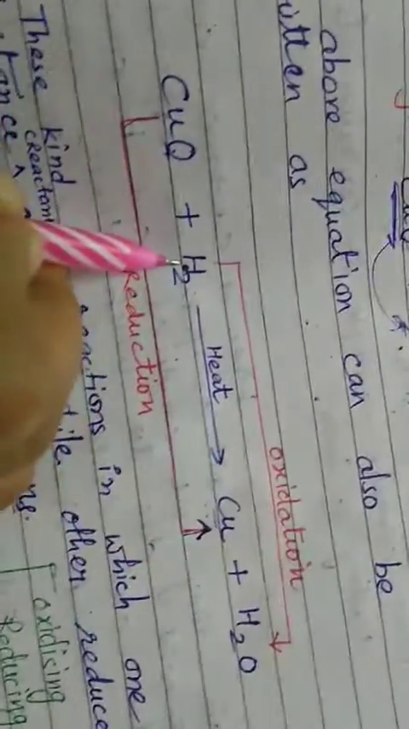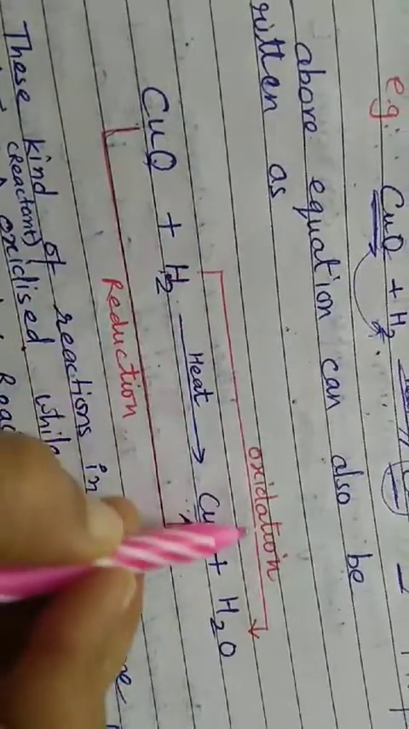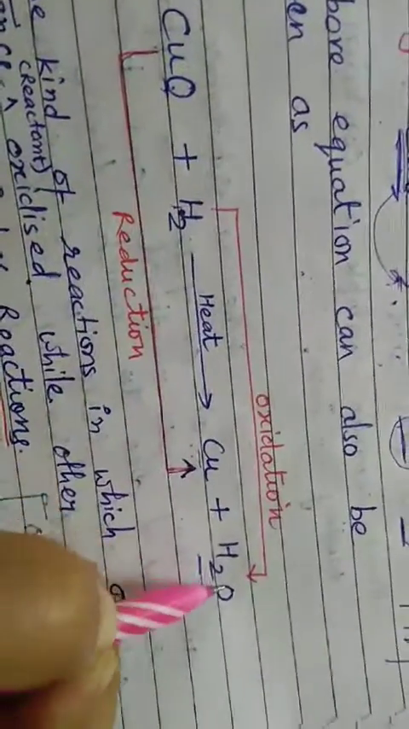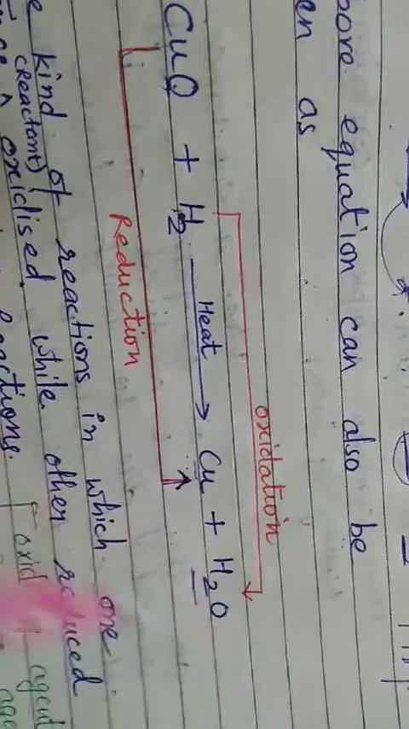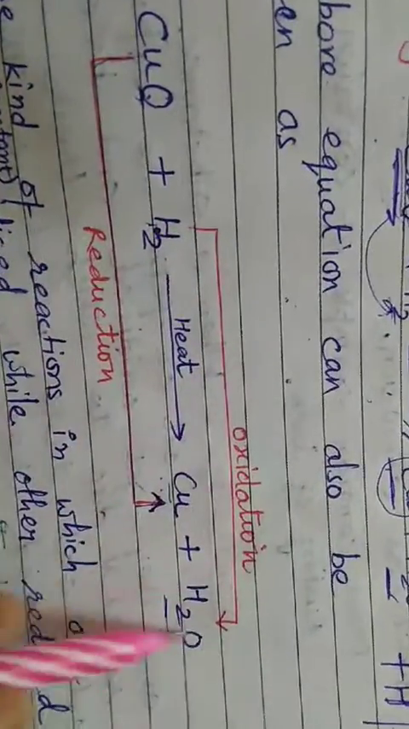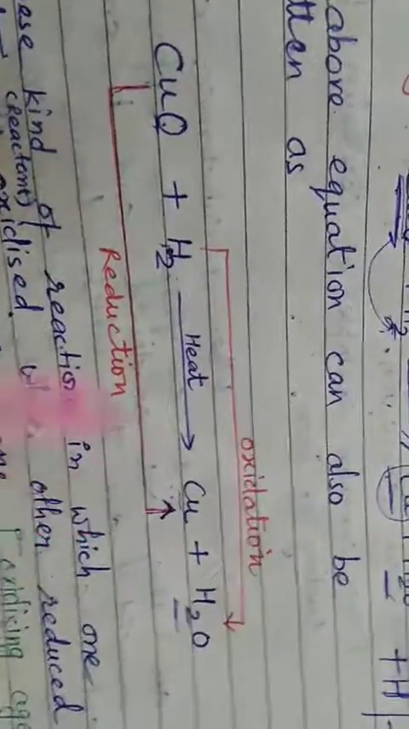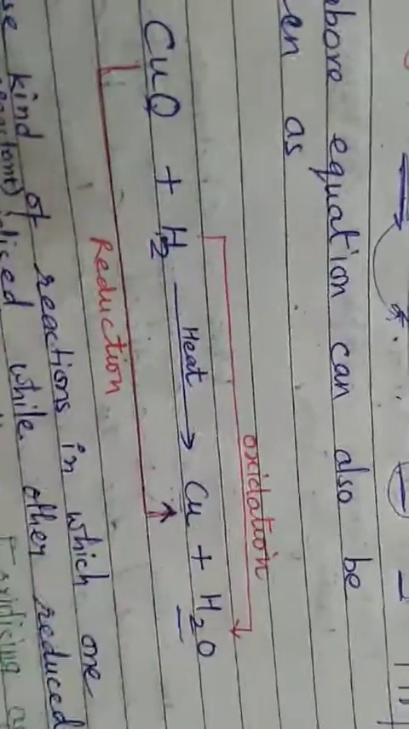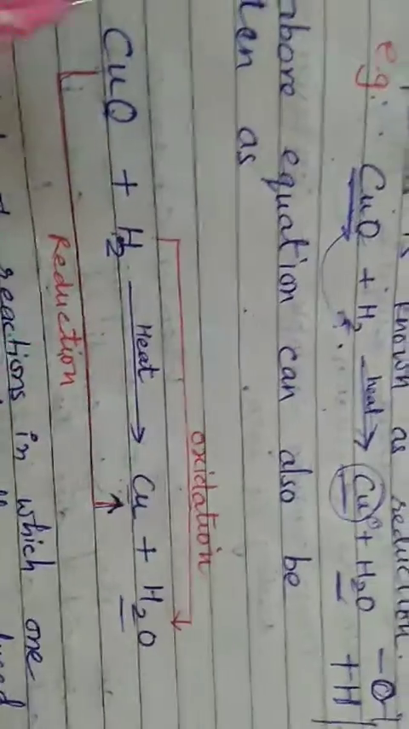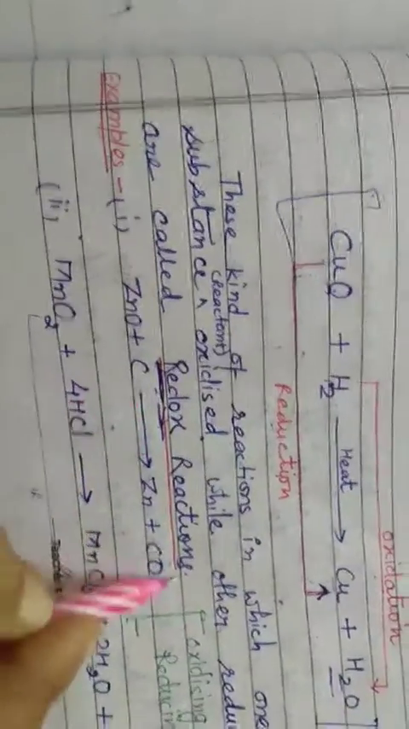And you can see H2 in the product becomes H2O. Here addition of oxygen takes place. So H2 is oxidized. Copper oxide is reduced and hydrogen is oxidized. So reduction and oxidation are simultaneously taking place. So these kinds of reactions are called redox reactions.